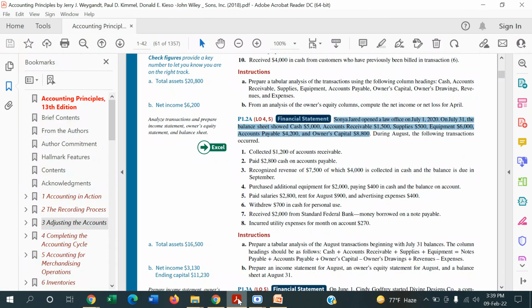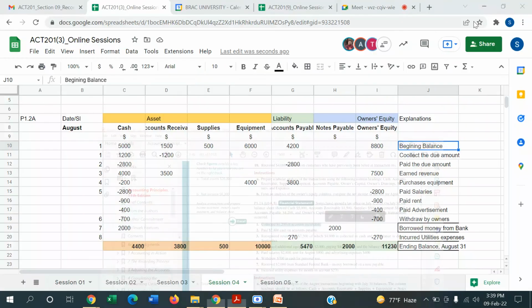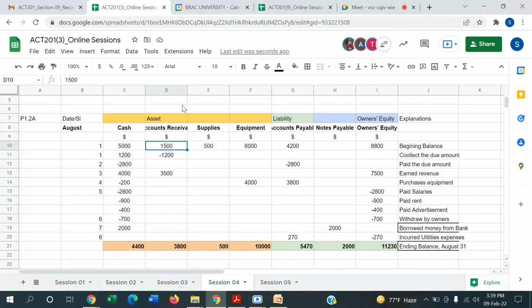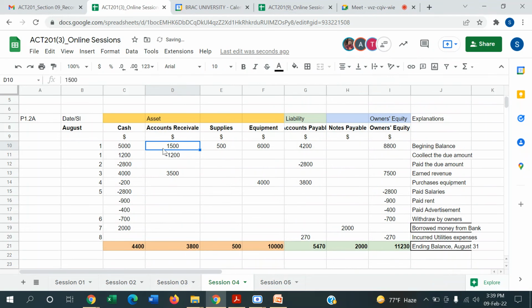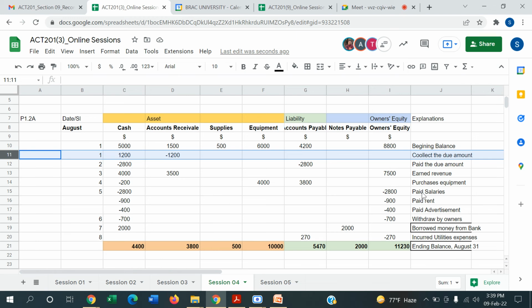Now, if you look at the transactions that have been given to us, firstly they mentioned collected 1200 of accounts receivable. That means they had accounts receivable of 1500 at the beginning. Out of that, they have collected 1200. So that's how I have made the effect in the equation. They are going to receive cash, so cash will be increased by 1200, and accounts receivable will be reduced by 1200. Do you agree with me? Yes, sir.